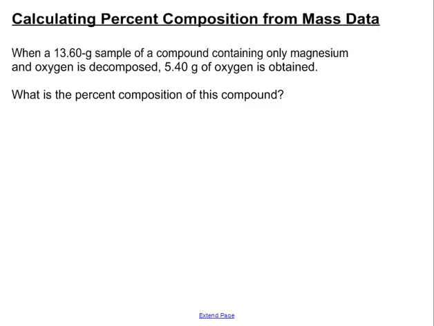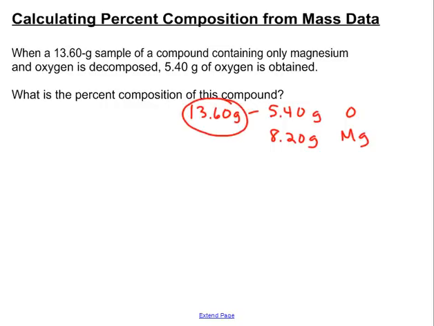So the compound contains two elements, magnesium and oxygen. 5.40 grams was the oxygen. 13.60 was the mass of the compound. So if we subtract those two, you will find out that 8.20 grams is the mass of the magnesium, because 13.60 was the total mass of the compound.